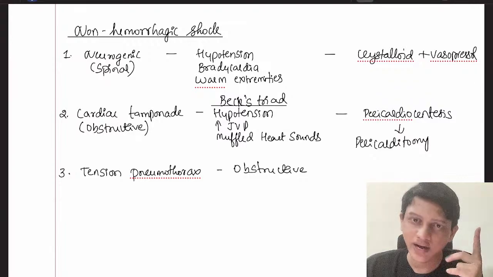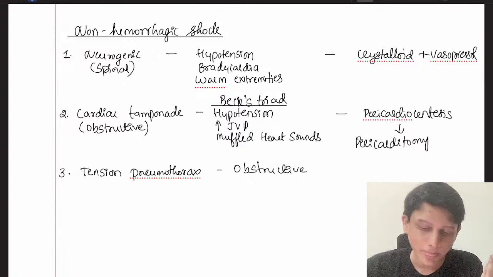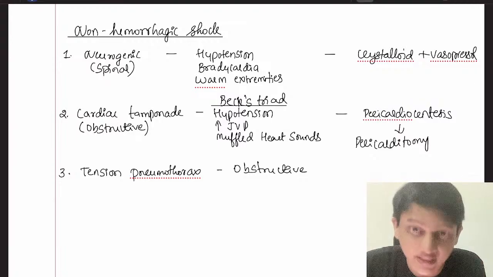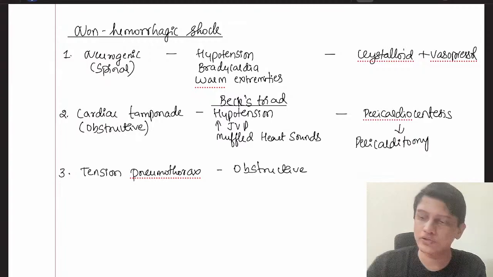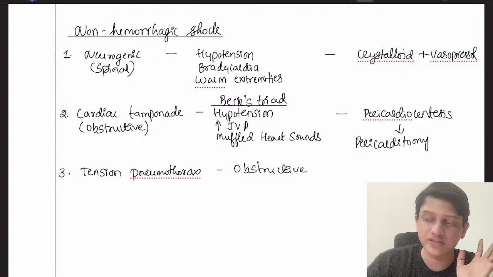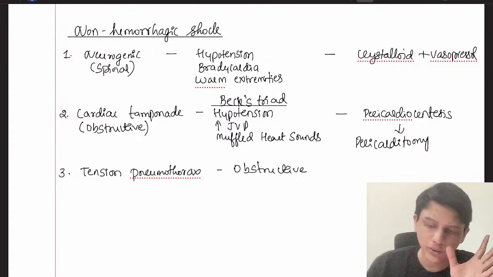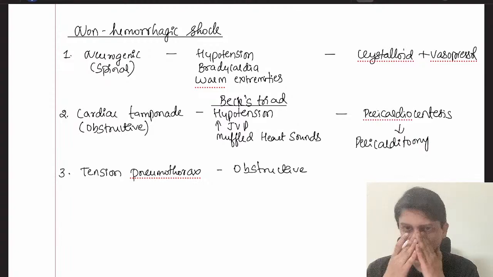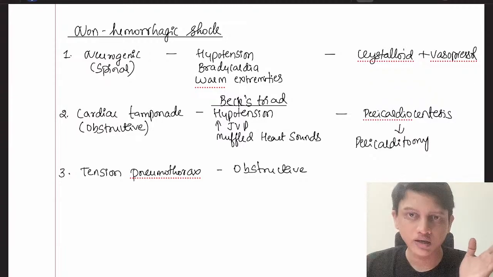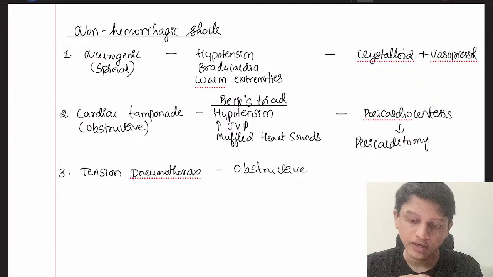But there, because blood is lost, to compensate for the loss there was tachycardia. But here the circulation is not a problem at all. So there is bradycardia and the circulation is happening, so warm extremities will be there. What you can give is just crystalloids to improve the BP, and some vasopressors. I'll tell you what those are in detail when I detail the conditions.